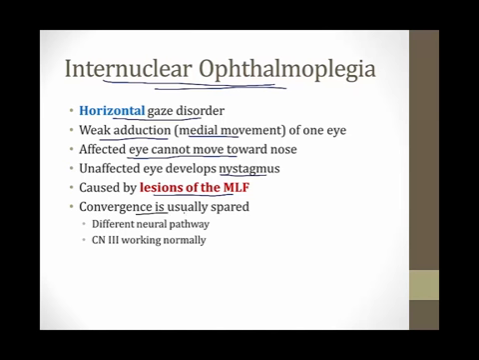Importantly, convergence is usually spared, so patients who have an internuclear ophthalmoplegia can't look left, they can't look right, but if they try to look to the middle with both eyes, which is convergence, that is usually normal. That's because it has a different neural pathway, and cranial nerve 3, which innervates the medial rectus muscles for both eyes, is working properly, and therefore convergence is okay.